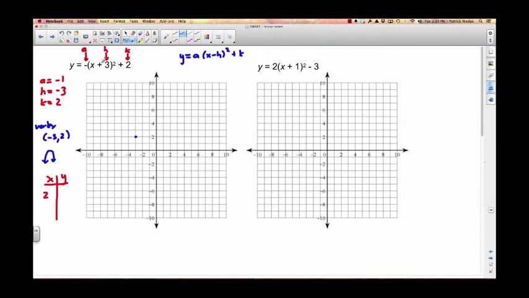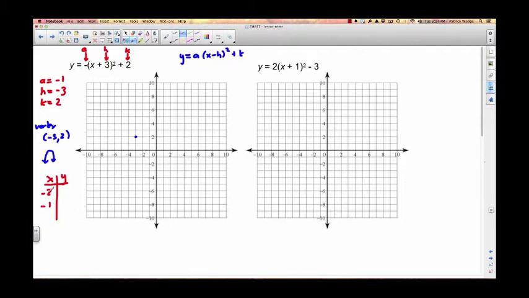Like if I try this, 2 plus 3 is 5, 5 squared is 25, put a negative on it, that's negative 25, plus 2 is negative 23. Yeah, there's no point in putting 2 in there. It's negative 23, it's way down here somewhere. So you want to pick points that are really, really close to the vertex. Since the vertex was at negative 3, you might want to pick the points like negative 2 and negative 1. Or you might want to pick on the other side of the vertex, the points negative 4 and negative 5.